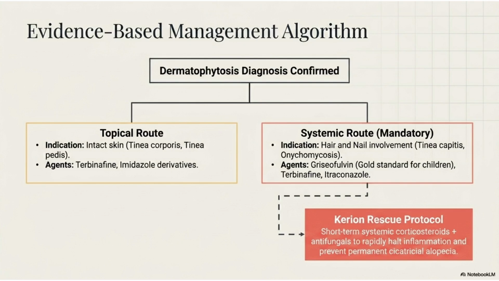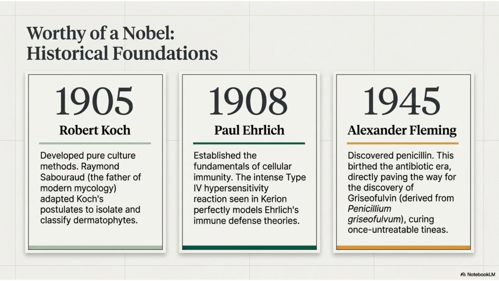This is an epidemiological certainty. While Microsporum prefers hair, Trichophyton and Epidermophyton absolutely dominate the nail plate, and within that group, one single species reigns supreme globally. The undisputed heavyweight champion of the human foot.